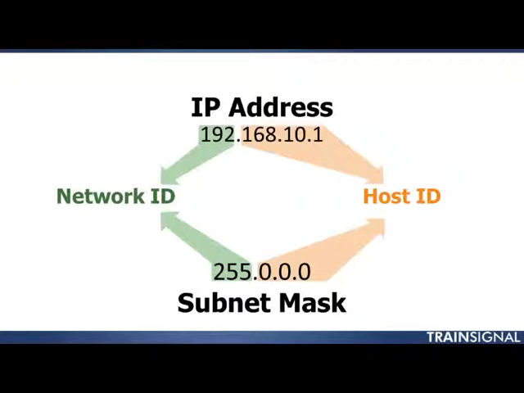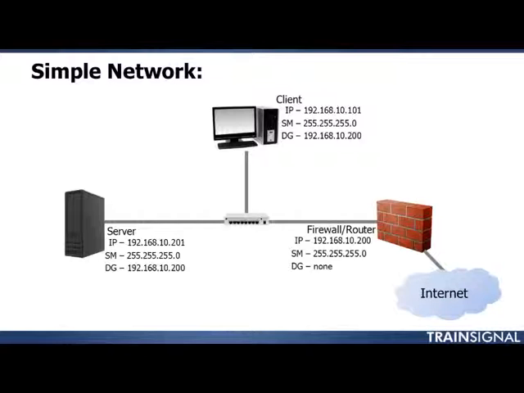Now, if we look at a simple network here, on this network I have the internet, right? You've got a cloud representing the internet. And then there's this firewall router, which is separating our internal simple network from the internet.